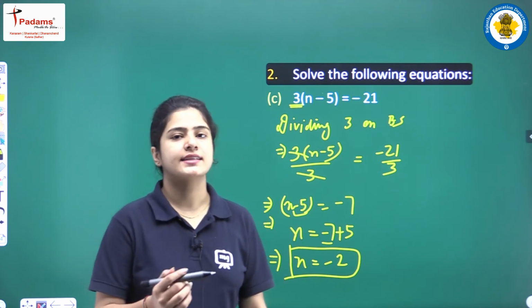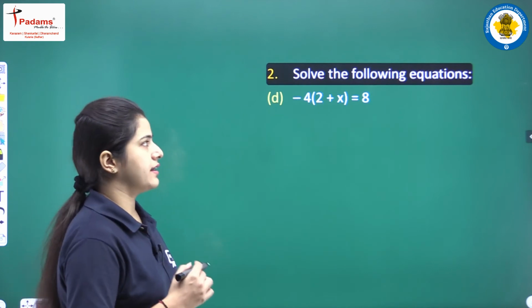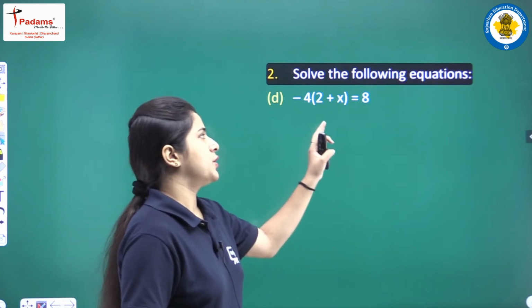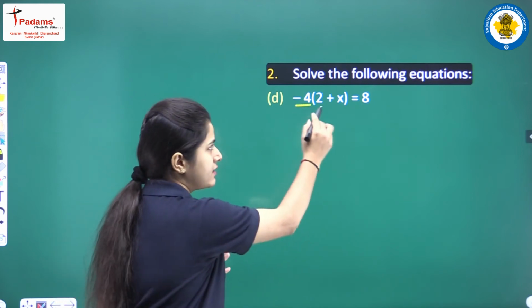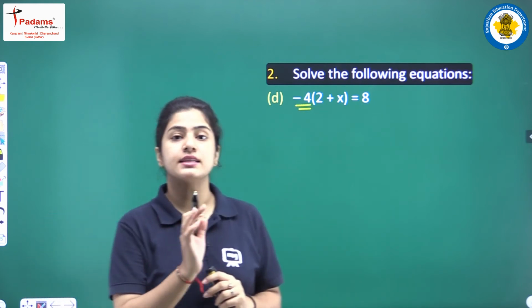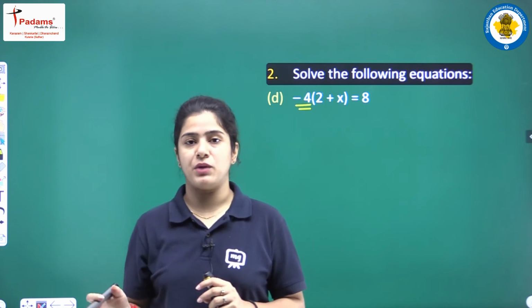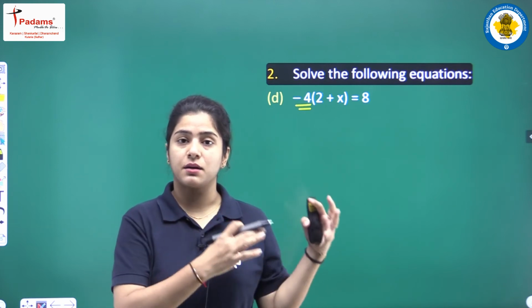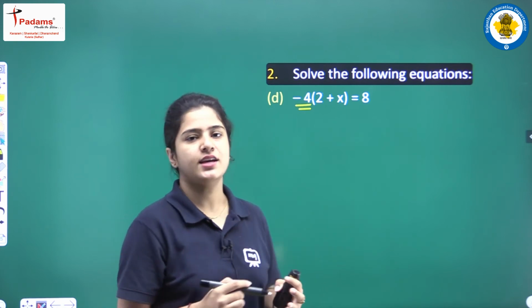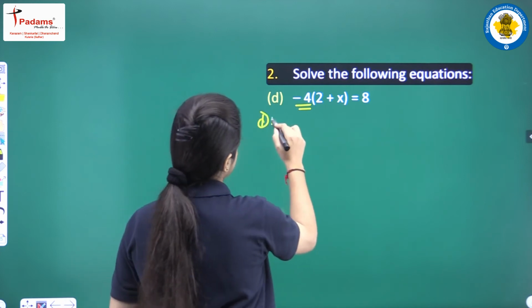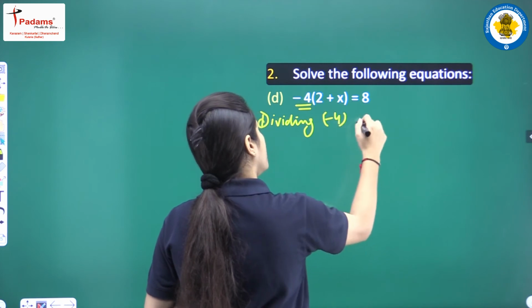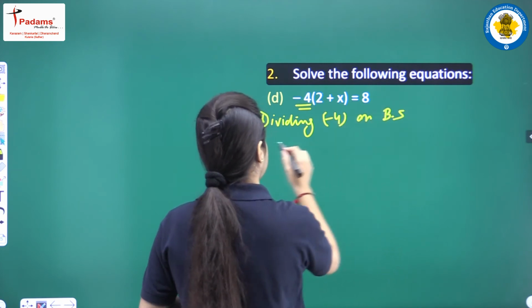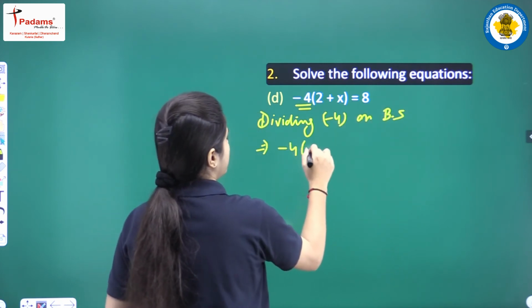Now have a look at another question, part D. Minus 4(2 plus x) is equal to 8. You have to eliminate this thing, and to eliminate the thing that is in product with the complete bracket, you have to divide the complete thing on both sides. So dividing minus 4 on both sides. Students, you have to divide by minus 4 from both sides.